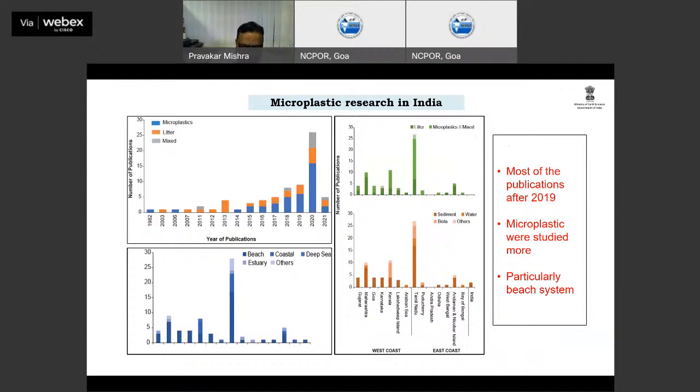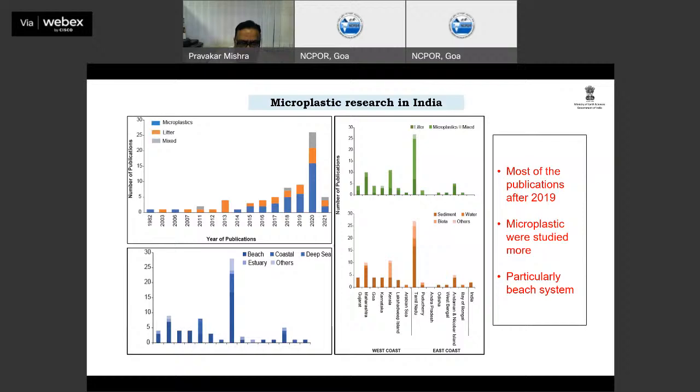With that, the ministry started to take up some programs for marine litter and microplastic, and NCCR, being a center for coastal research, started working on quantifying, because there was absolutely no data before 2018. We started quantifying some of the microplastics and marine litter data along the Indian coast.